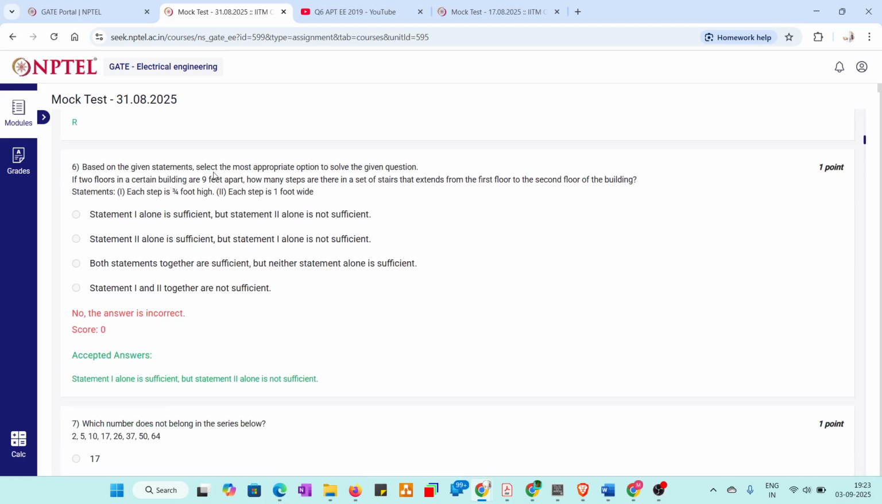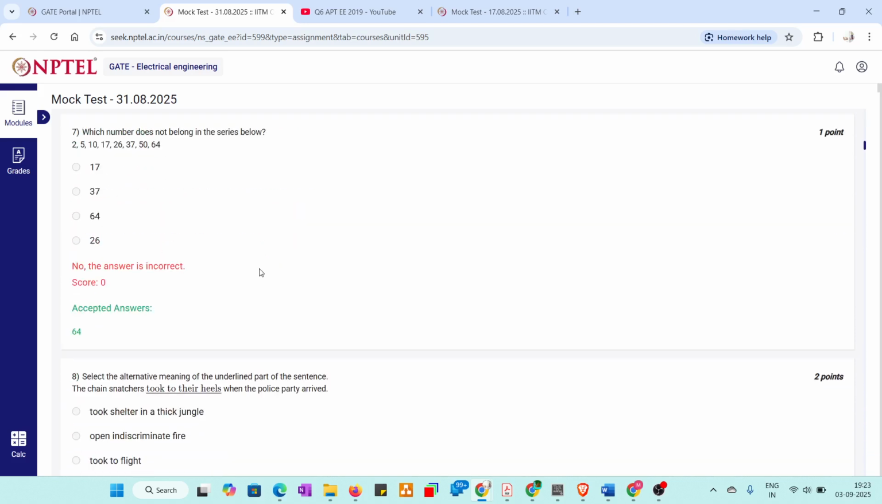Next, we have a question based on the given statements. So we need to find, if the two floors of certain buildings are 9 feet apart, how many steps are in the set of stairs that extends from the first floor to the second floor of the building? Statements: each step is 3 by 4 in height, each step is 1 foot. Okay, these are the possible statements given, so we need to find it. The first statement is right. Okay, next, which number does not belong to the series? Okay, this is a question related to series.